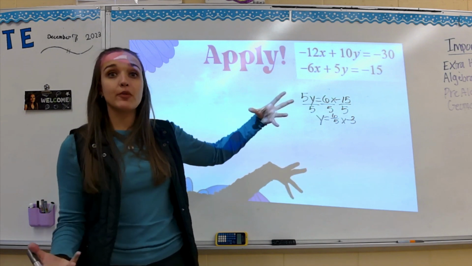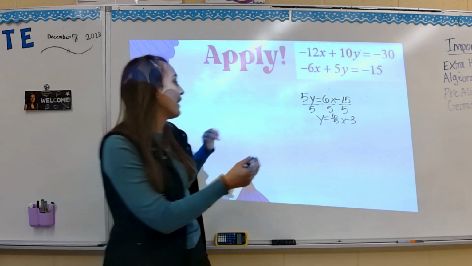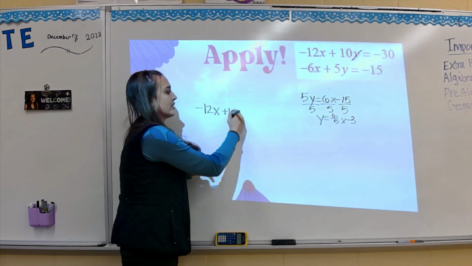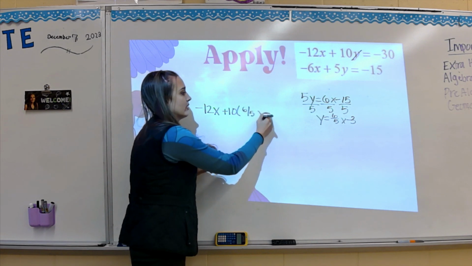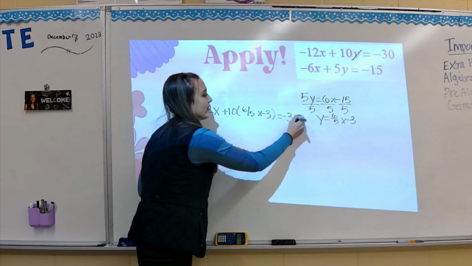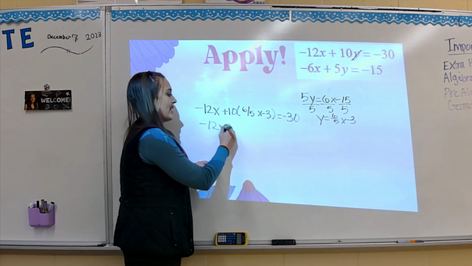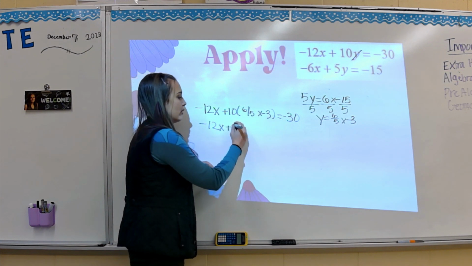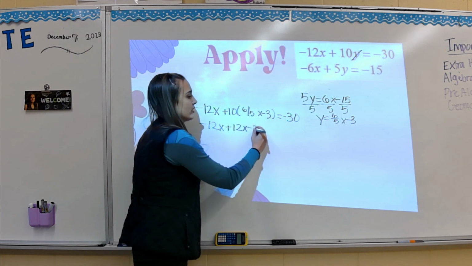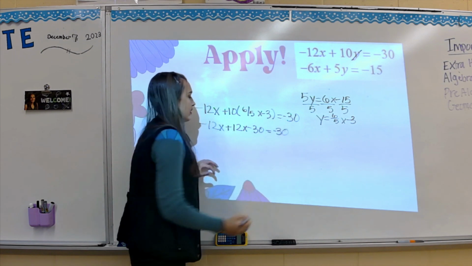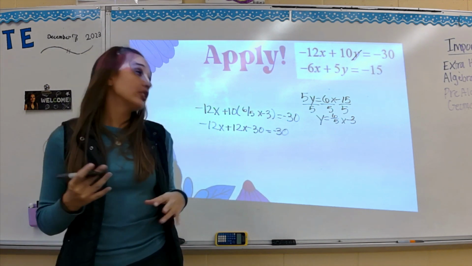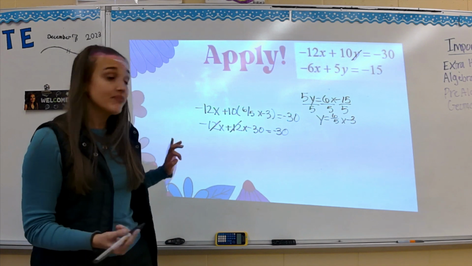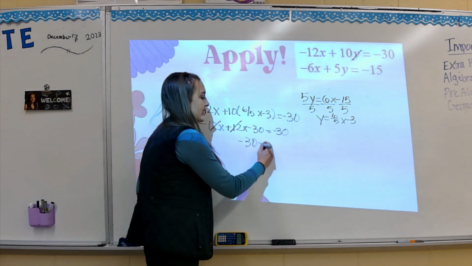Now, I just solved for my y in the second equation, so I'm going to have to plug it into the first one. So I have negative 10x plus 10 times 6/5 x minus 3 equals negative 30. So 10 times 6 is 60, divided by 5 gives me 12. So plus 12x minus 30 equals negative 30. Negative 12x plus 12x cancel each other out. It becomes 0. Don't write 0x. That's going to mess you up. So I'm left with negative 30 equals negative 30.